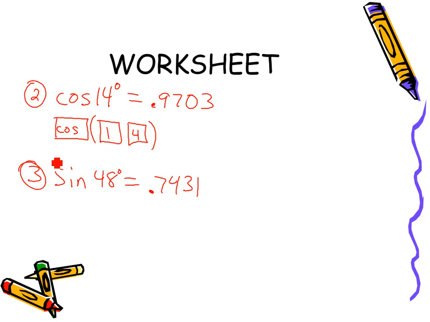Let's do number 4. Sine of 38 degrees. And again, we just punch that in. Hit sine 38, and we got 0.615, and we'll round it up to 7.